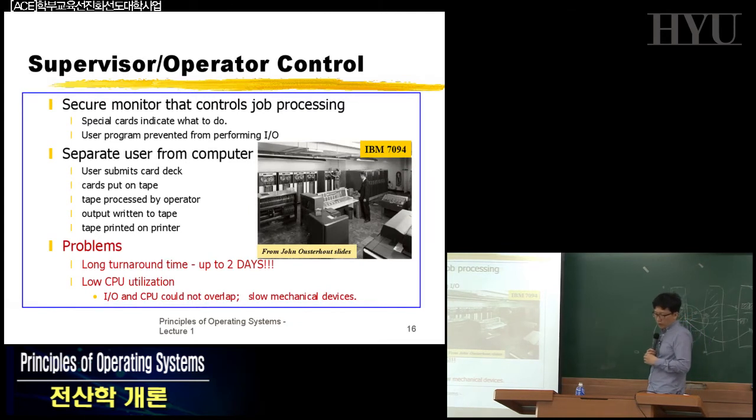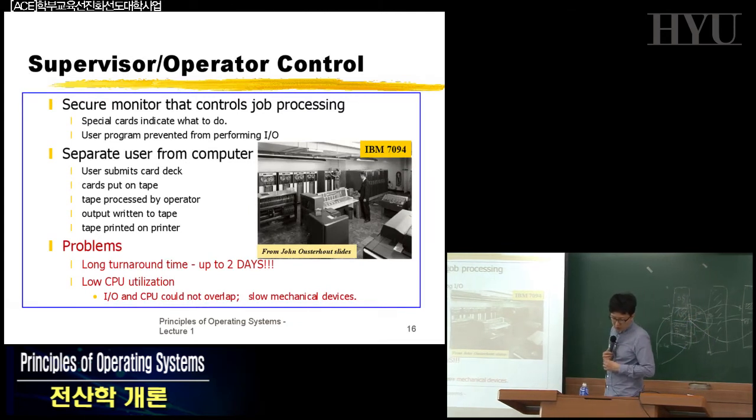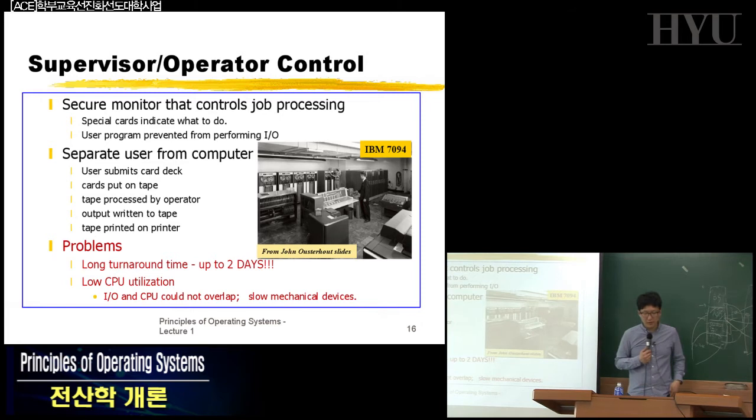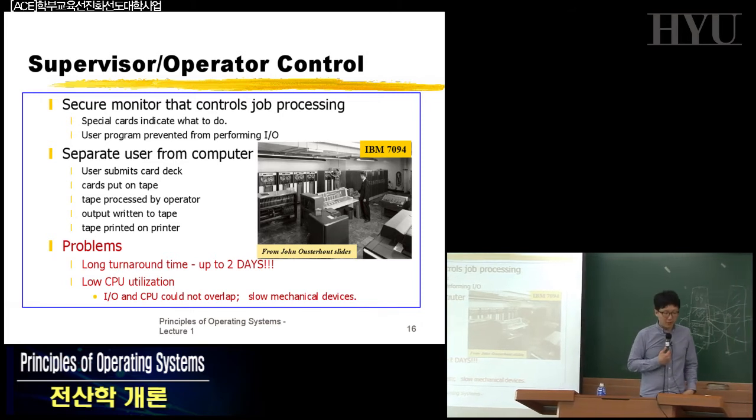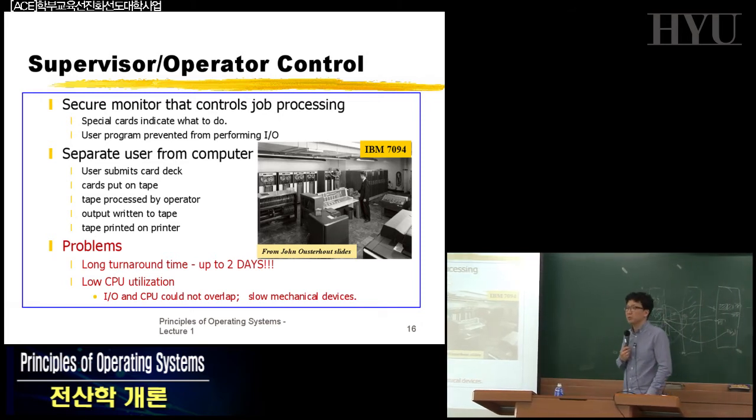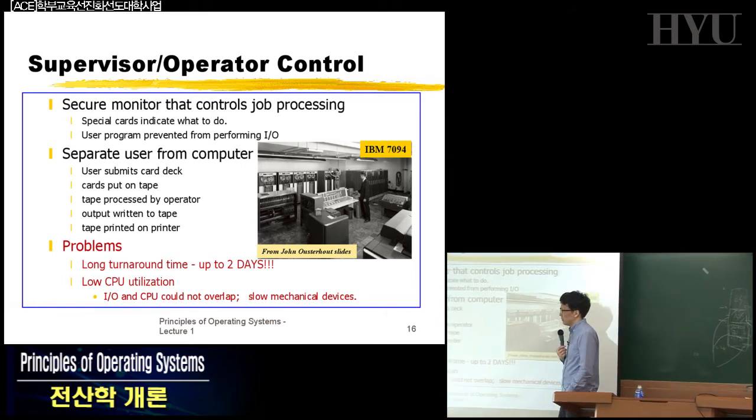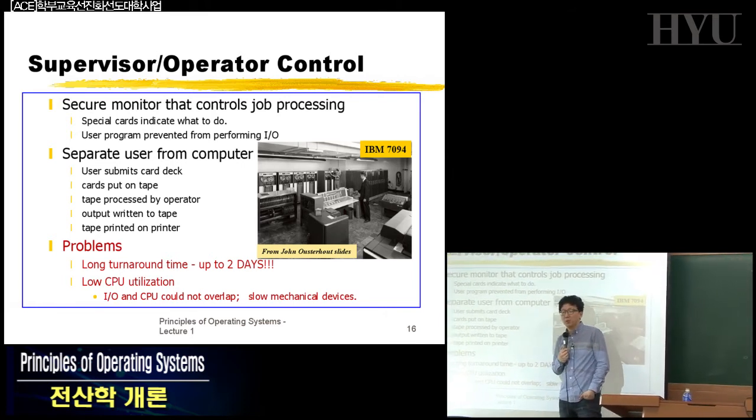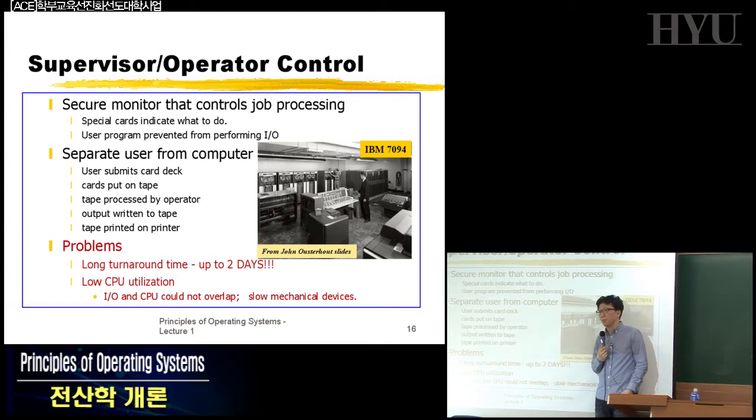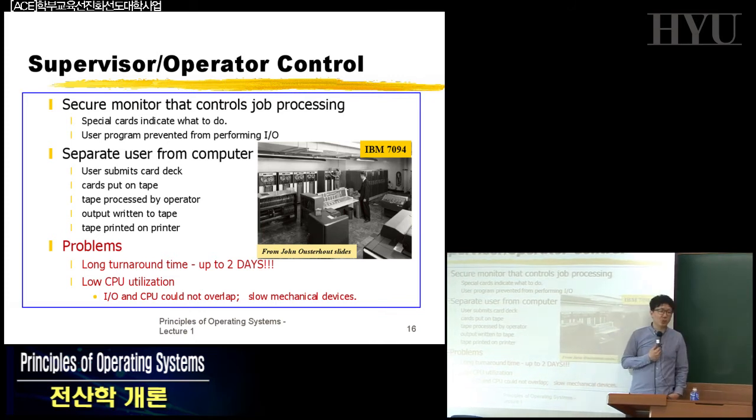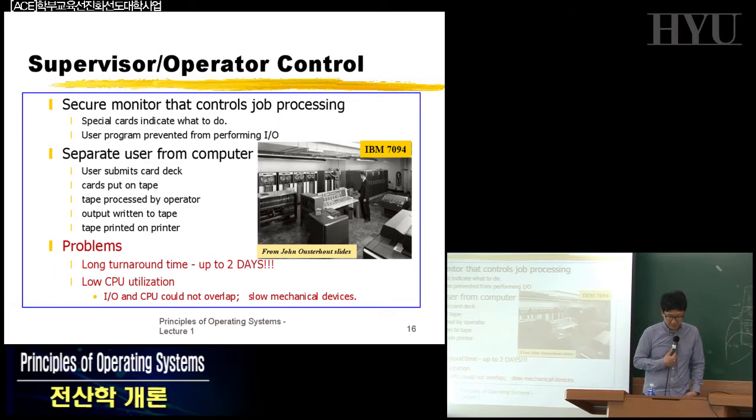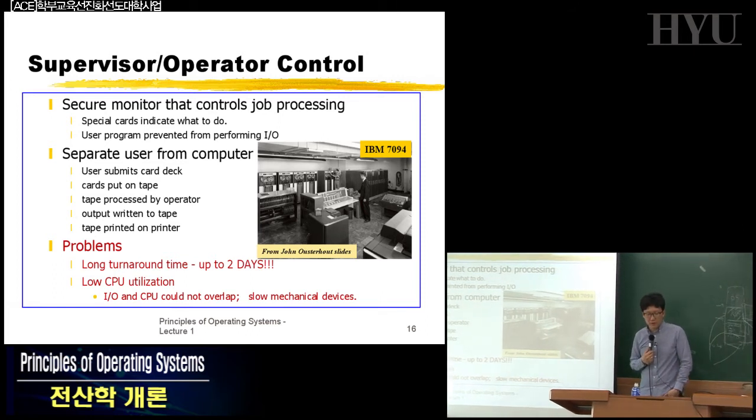Supervisor operation controls. Secure monitor that controls the job processing. There is now a mechanism called monitor to control multiple jobs at the same time. Which one is taking where? We can suspend one of the programs running. We can bring it back. Other programs waiting. So we can do a switching between. It also separates the user from the computer.